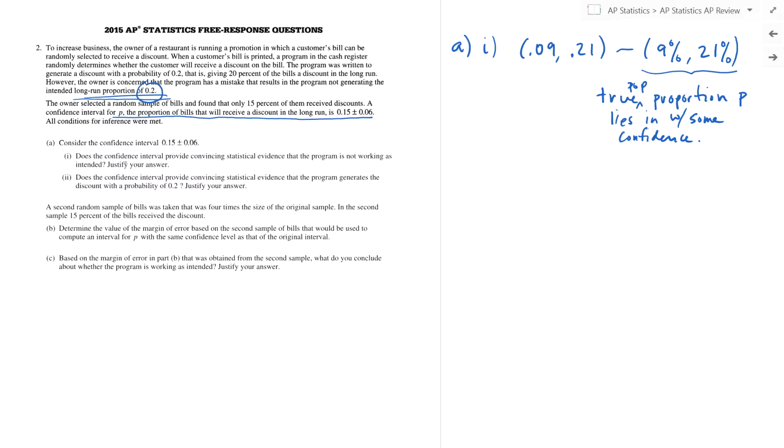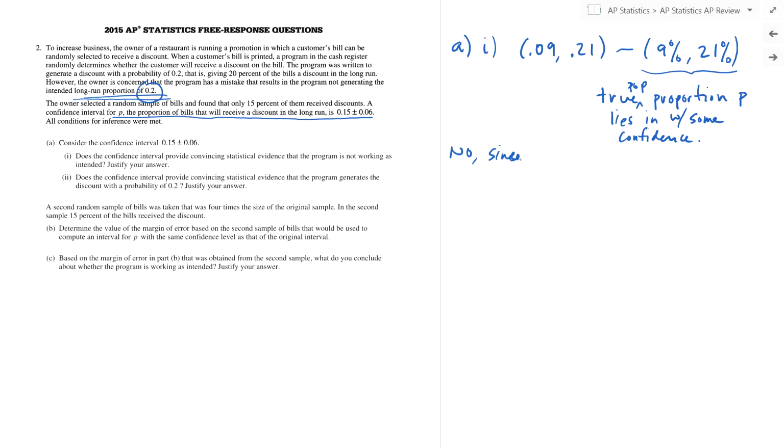So back to the problem. Does the confidence interval provide convincing evidence that the program is not working? Well, for it to not be working means it's not 20%, but 20% is in this interval, so therefore I can't say that it's not working. A lot of nots in there. So I'm going to say this: no.